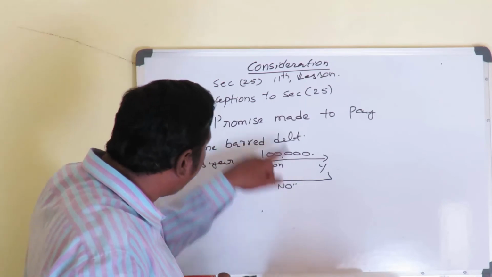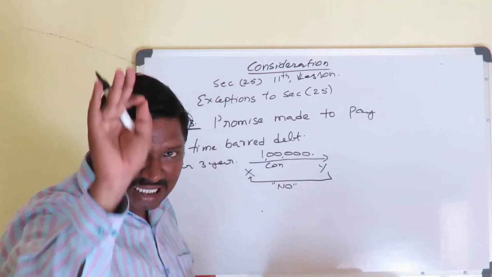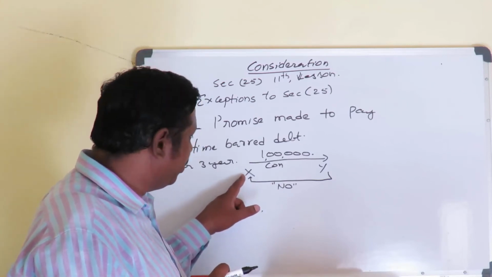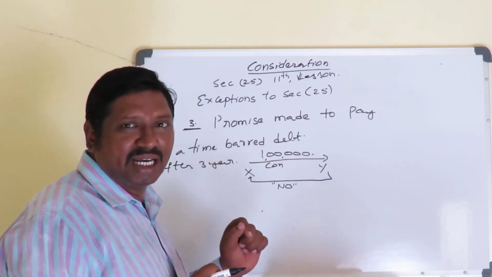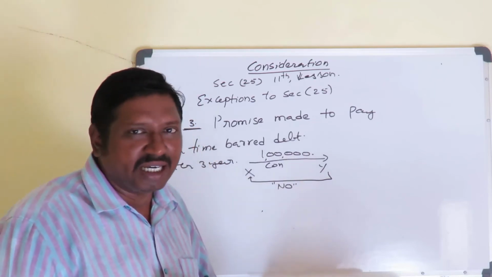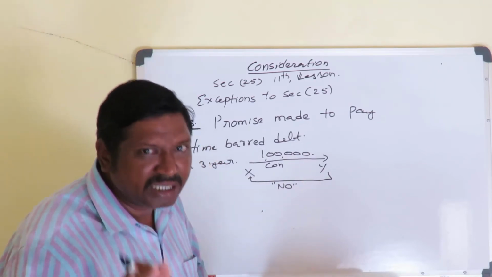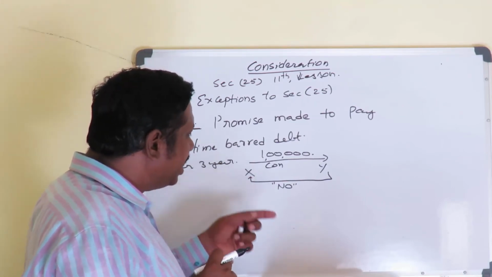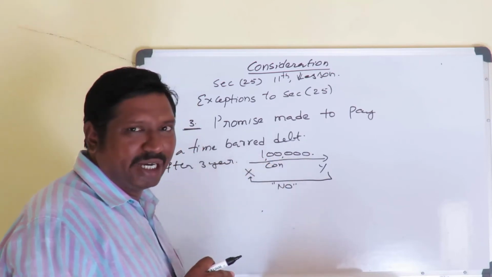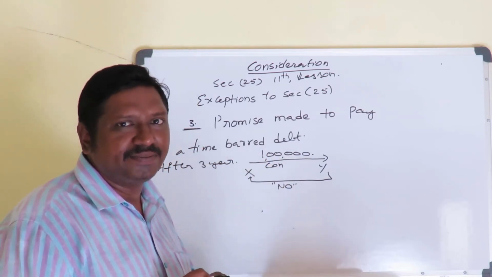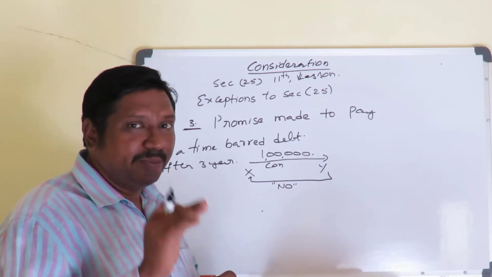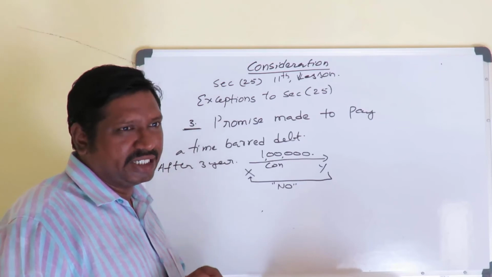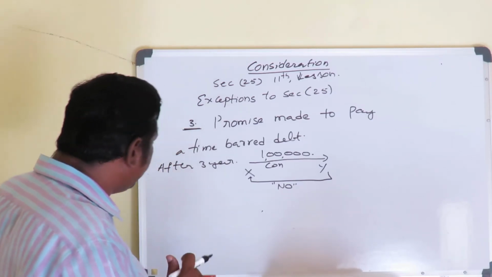If we apply Section 25, the rule is applicable as it is. Why? Because Y gave 1 lakh to X, but X has no promise. But it falls under the exceptions. It falls under the exceptions because even though X is now promising to pay Y, it is a time barred debt. But a promise made to pay a time barred debt must also satisfy three more conditions. What are those three more conditions?